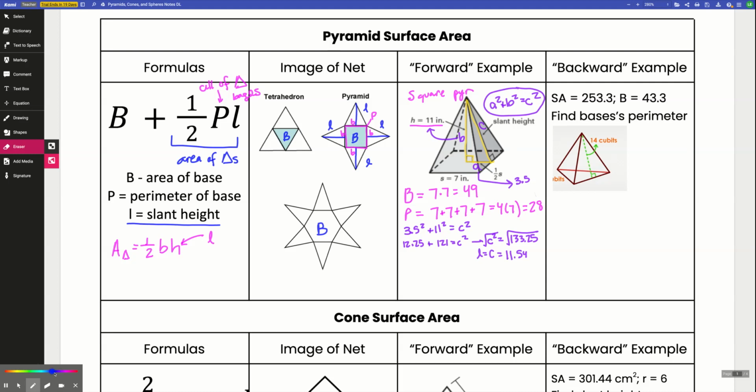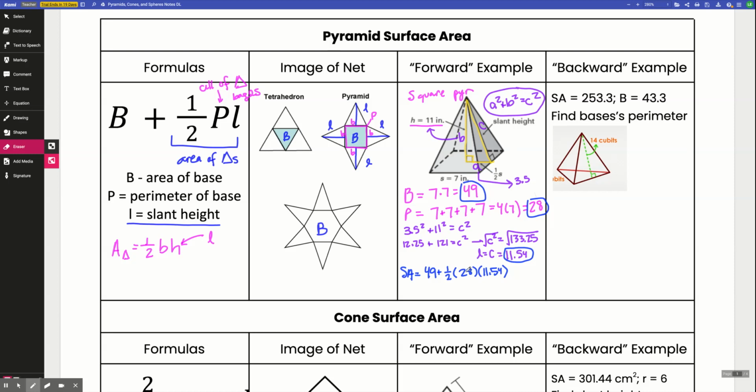So now that we have all the information we need, I have the area of the base, I have the perimeter of the base, and I have the slant height. Those are the three things that I need. So my surface area is the area of the base shape, 49, plus 1/2 times the perimeter of the base shape, 28, times the slant height, 11.54. I'm going to deal with this part here first. So if I take 28 and cut it in half, that's 14.